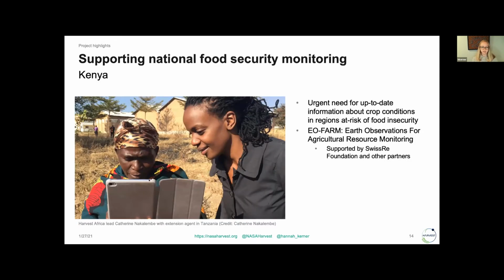And in Kenya, we started working on a project called Eofarm, Earth Observations for Agricultural Resource Monitoring. This is a project supported by the Swiss Re Foundation and other partners, really to address this need that is really urgent in many countries that are at risk of food insecurity, to be able to monitor crops both during the season and at the end of the season, in order to assess what the national food budgets are, how much of these crops is available, what production is going to be, and even to have early warning systems for where people may need some additional assistance.